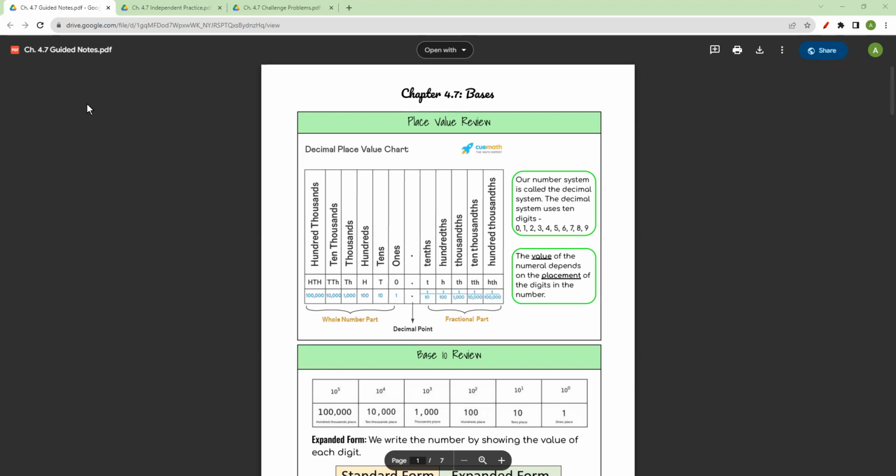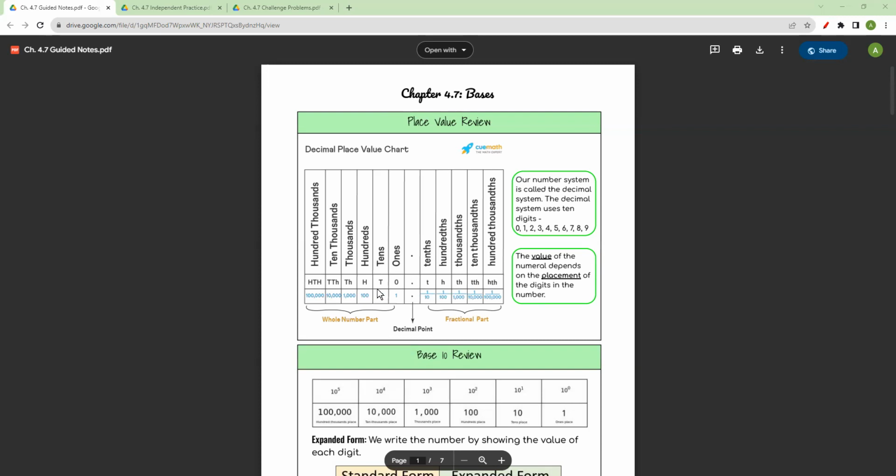I'm going to try to make this video not too long, but I do want to make sure that you guys are understanding what bases are, because the next chapter is using bases in different operations, so adding and subtracting. Chapter 4.8 is the last section of the chapter, but it's a level up from what we're doing in today's class.